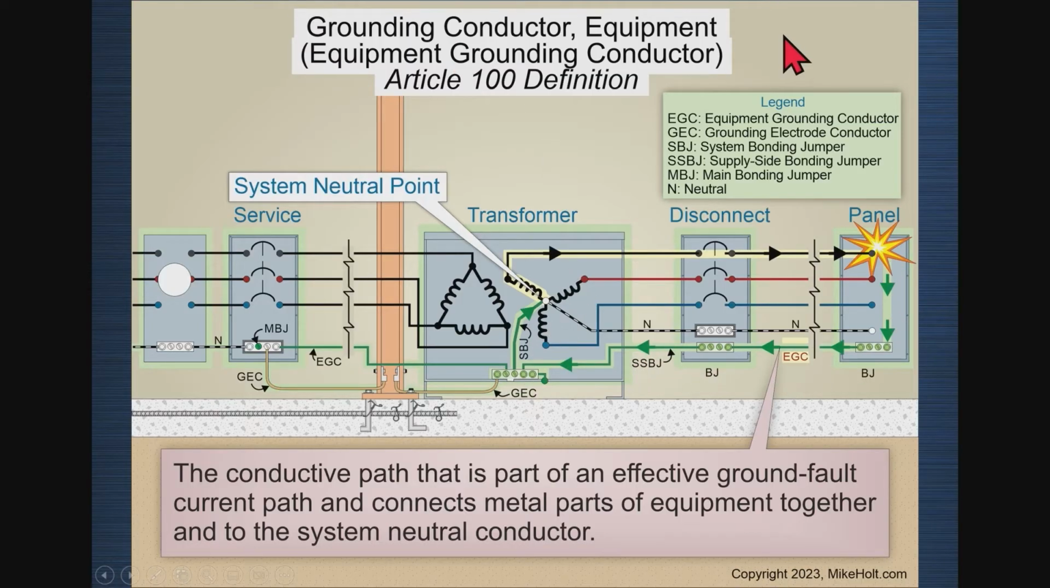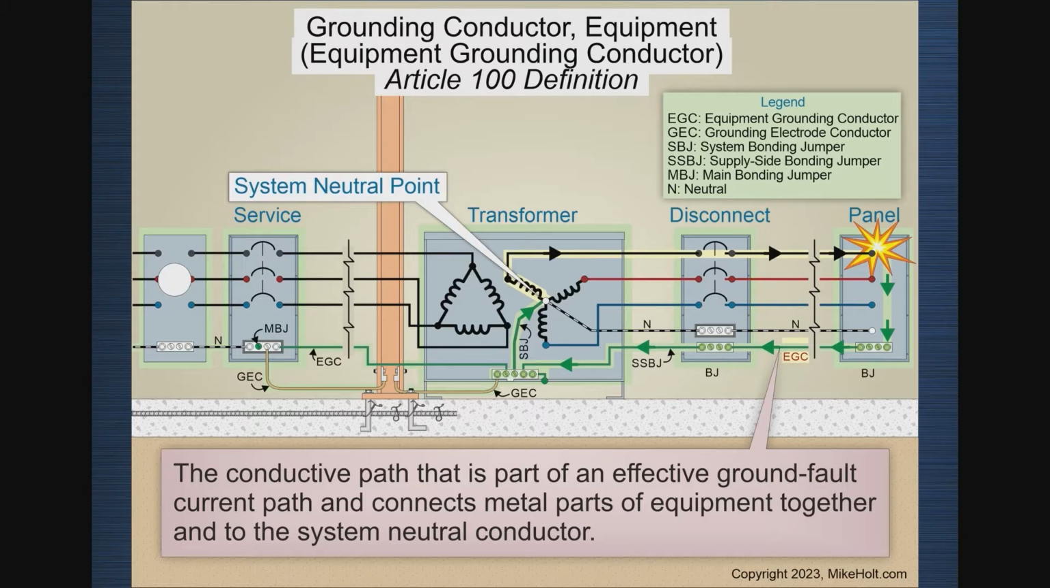So for the equipment grounding conductor, it's the conductive path that is part of the effective ground fault current path. Right there, it's part of it. And it connects metal parts of equipment together, which is bonding these things together, to the system neutral. Well, this goes over here, then it's going to a supply side bonding jumper, and then to a system bonding jumper, and then it gets over to what is called the neutral point. It doesn't really get to the neutral conductor.